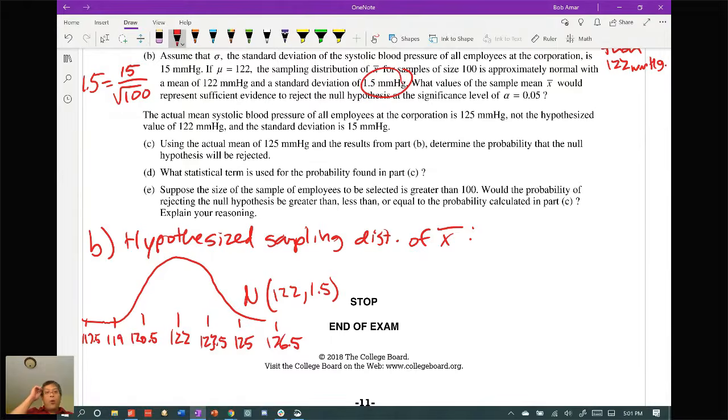Now, what values of the sample x bar would represent sufficient evidence to reject the null hypothesis at the significance level alpha equals 0.05? Because this is a one-sided test, with the greater than, right? We often call them one-tailed tests.